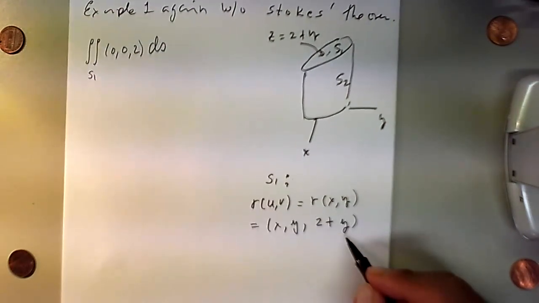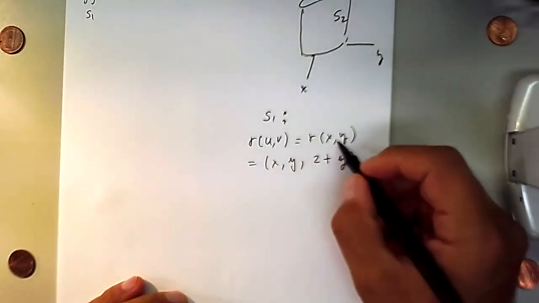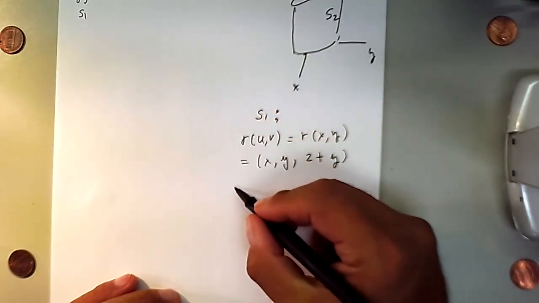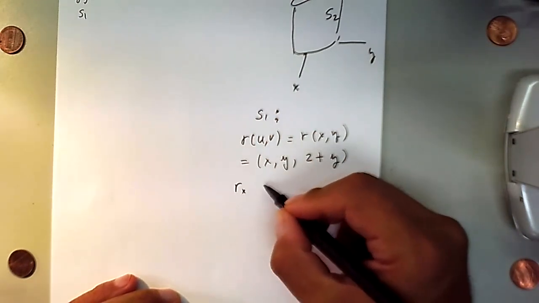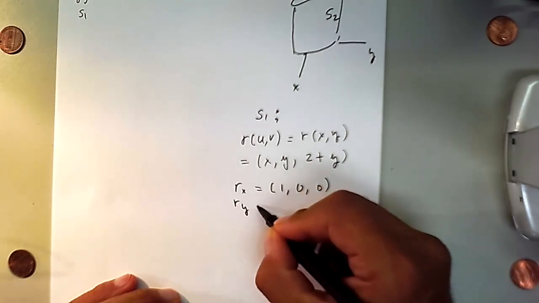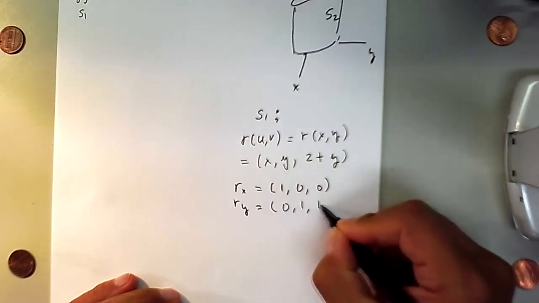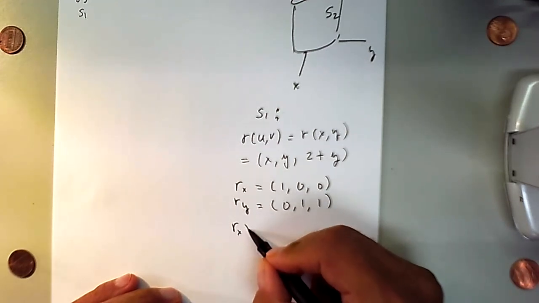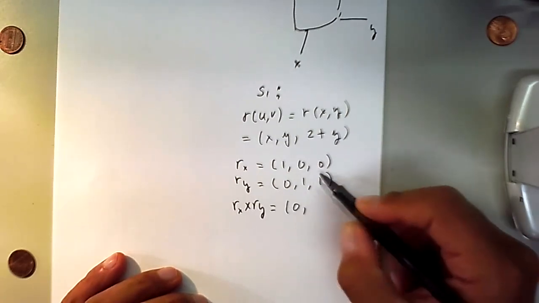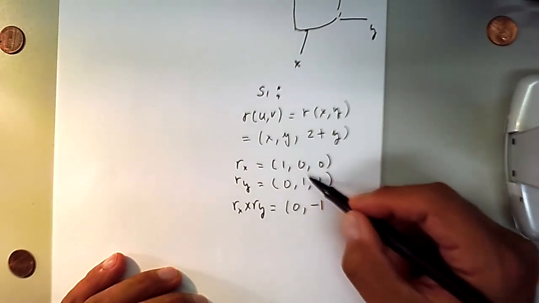Yeah, so if we want to do this directly, if we want to do the surface integral, remember how we do that. Once we have the parameterization, that's job number one. Job number two, we got to do some computations. Our r sub x, in this case, would be 1, 0, 0. R sub y would be 0, 1, 1. And then we do the cross product, and that's going to give us 0, negative 1, 1.